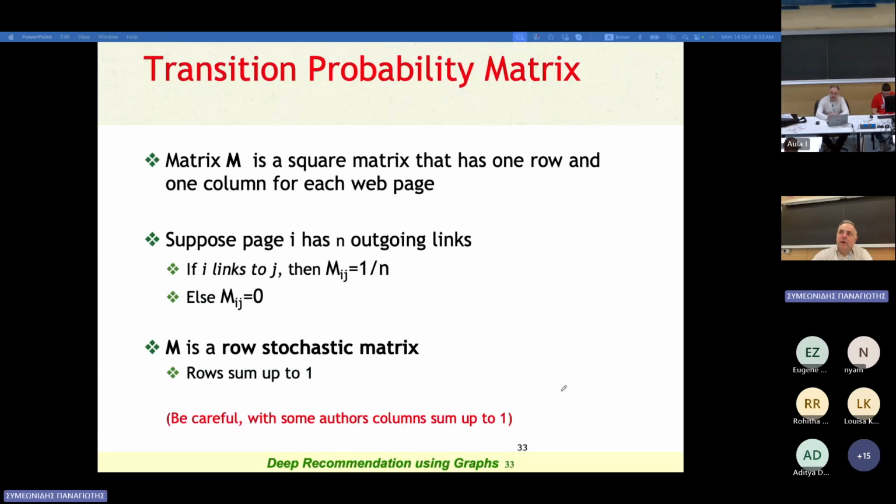So an important data structure that we should use in order to compute the PageRank of the nodes of a graph is the transition probability matrix. The transition probability matrix, in essence, is the product of the adjacency matrix times the inverse of the degree matrix. So keep this in mind.